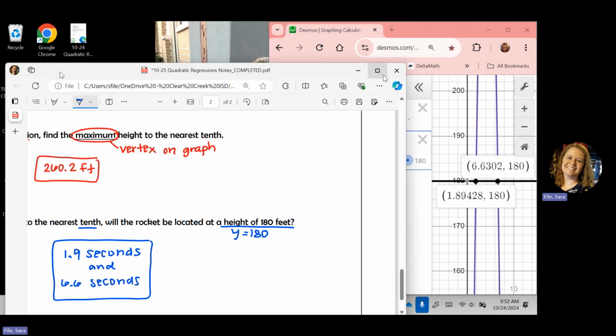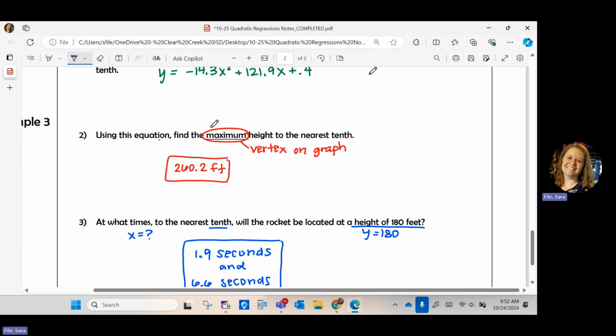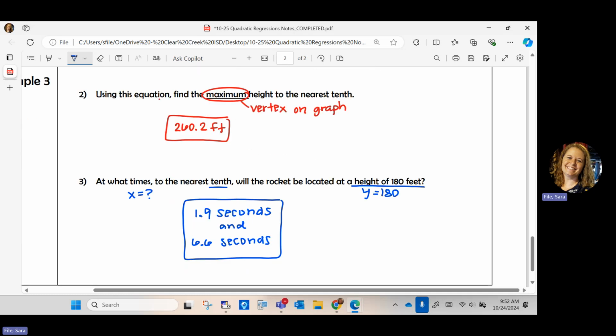That's the last one. Let me double check. Yes, that was it. So you're using your graph to make these predictions from the regression equation.